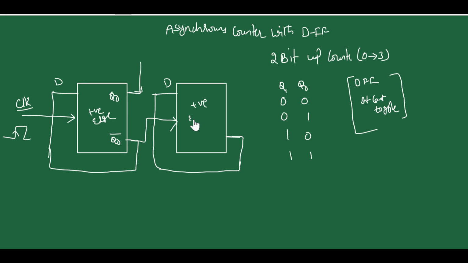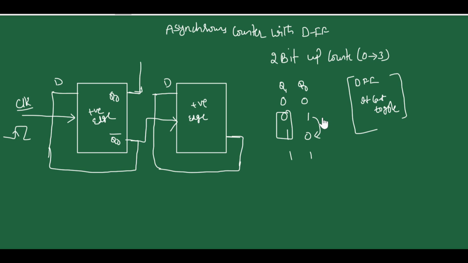So in case of positive edge trigger, if you want to count in the upward direction, you are supposed to give Q0 bar as a clock to the second flip-flop. Whenever your Q0 bar goes from 0 to 1, or whenever Q0 goes from 1 to 0, your second flip-flop is toggling, because your flip-flop is positive edge triggering.